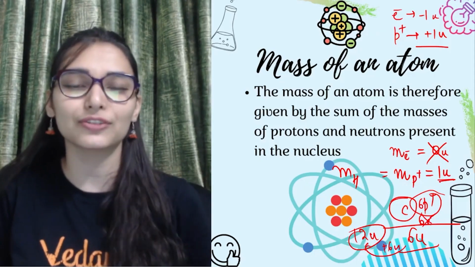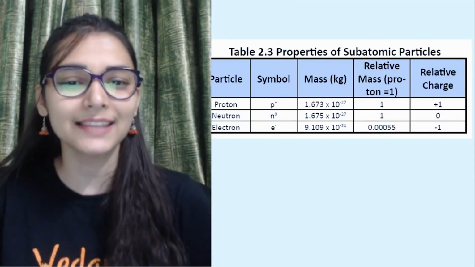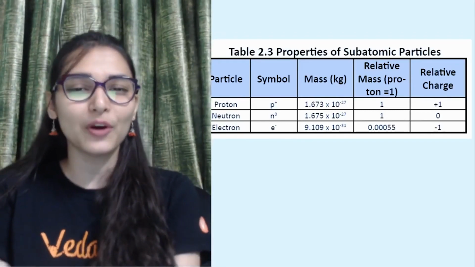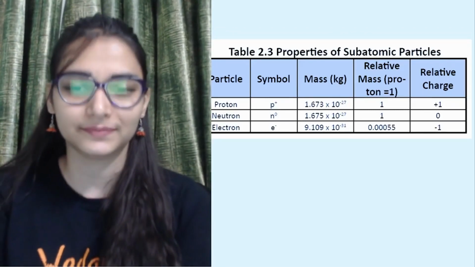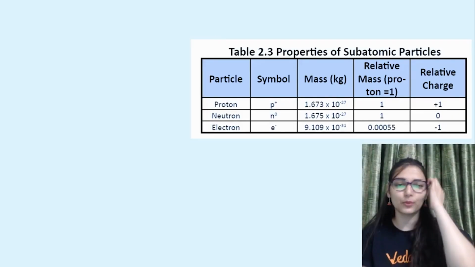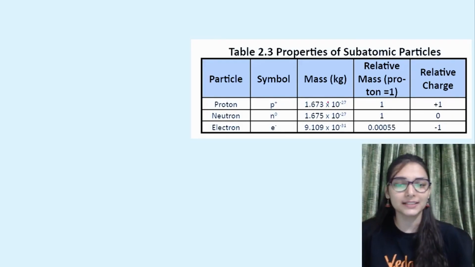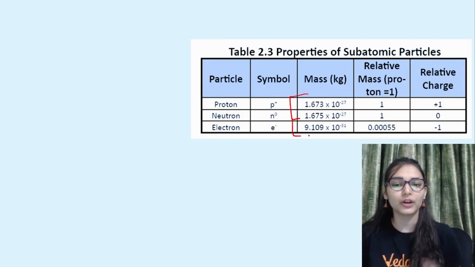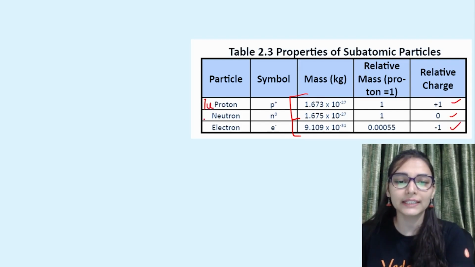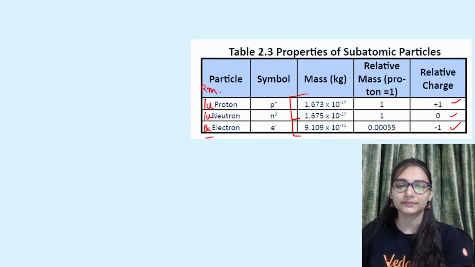Then Chadwick comes into the picture. He said that you are missing something very important, and that important particle was the neutron. You can read it here, the entire data is given over here. This is the actual mass of proton, neutron and electron, and this is the relative charge that we have taken. In relative mass, we take it as 1 unit. This is also taken as 1 unit, and the electron's contribution in mass we do not take.